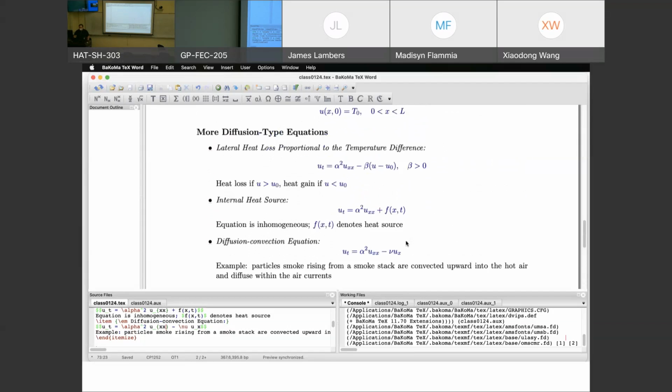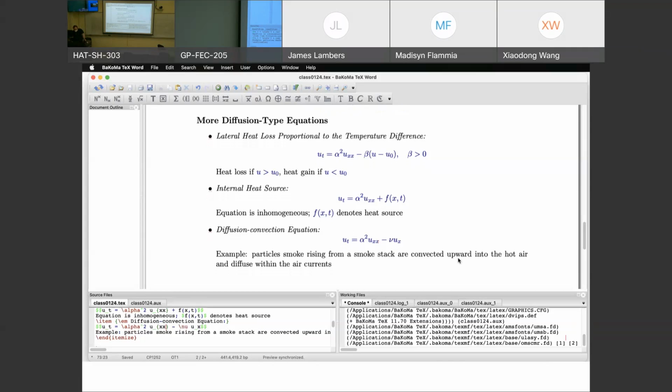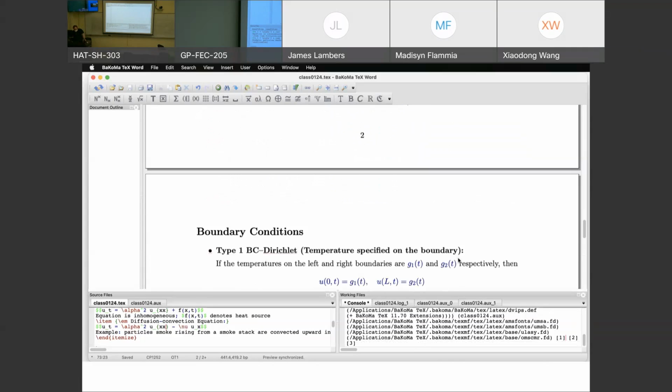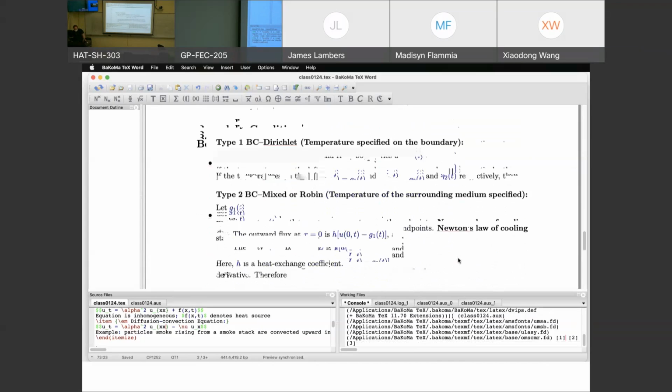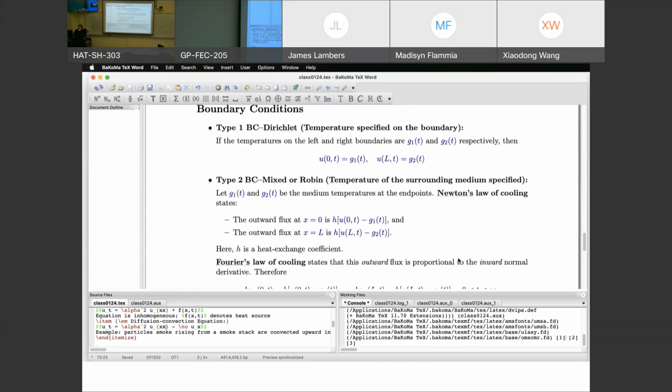Then you can also have a term that's just u, not a derivative at all, just u of x,t times some coefficient. That's a reaction term. So the diffusion, convection, reaction are the kind of effects we can have. Now, so I've shown you a few different kinds of PDEs related to the heat equation.